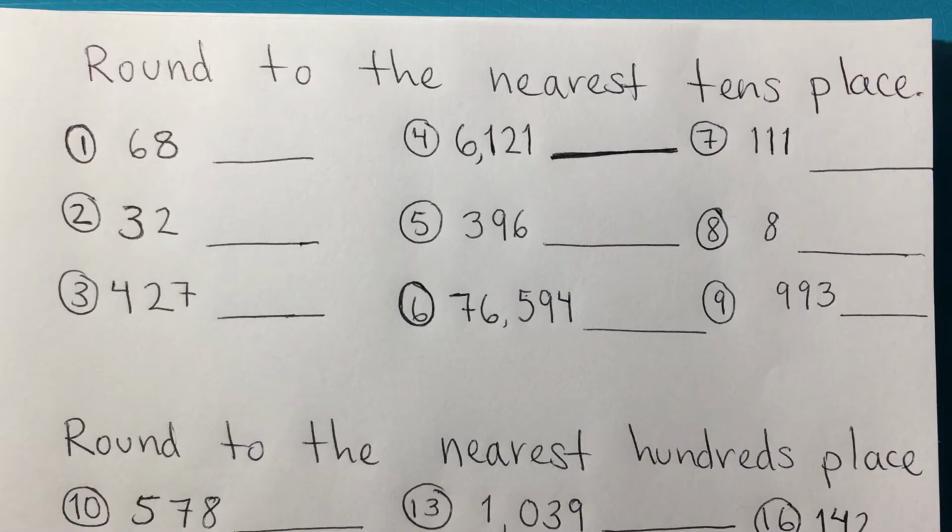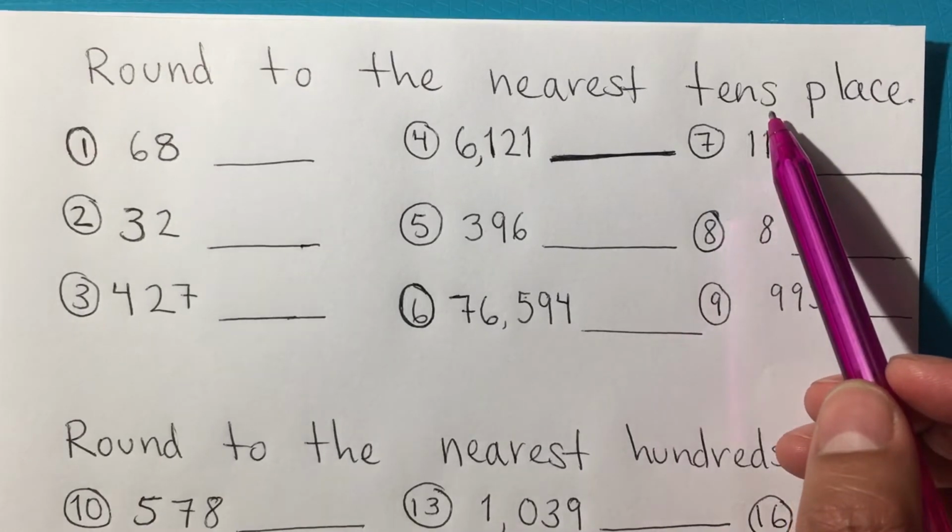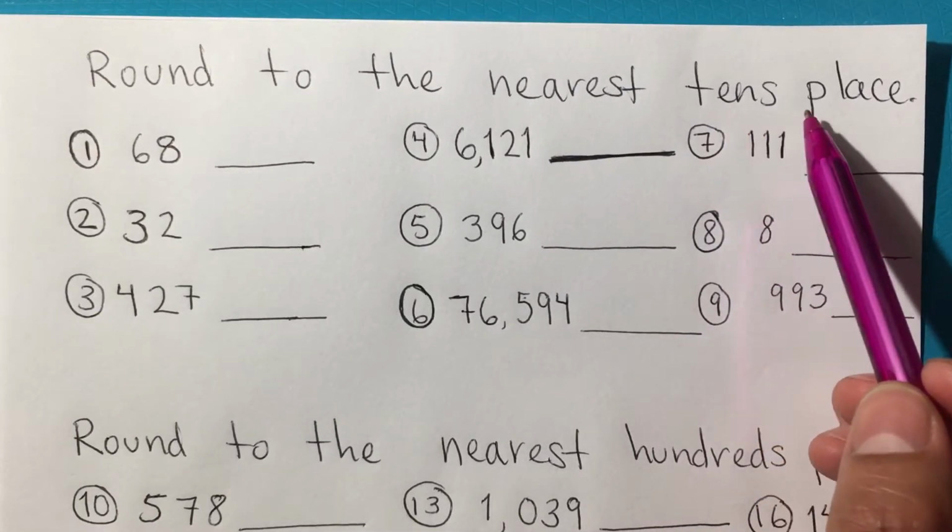I'll put the link down below to a song about rounding, which is interesting. It's from Queen, and it's like, we will round you. Okay, so the first thing that we are going to do is identify the place value.